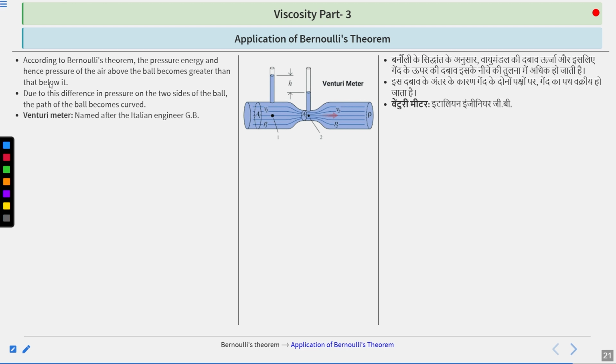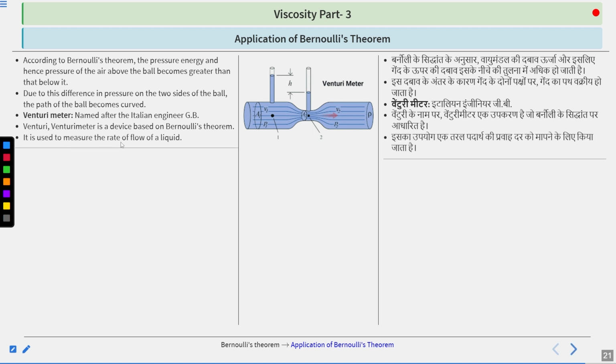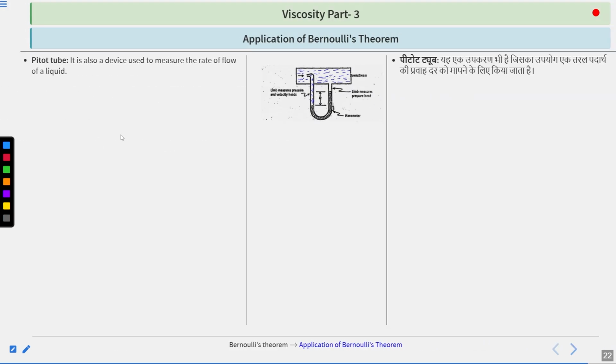Due to this difference in pressure on two sides of the ball, the path of the ball becomes curved. Now, Venturi meter. It is named after the Italian engineer J.B. Venturi. Venturi meter is a device based on Bernoulli's theorem used to measure the rate of flow of a liquid.